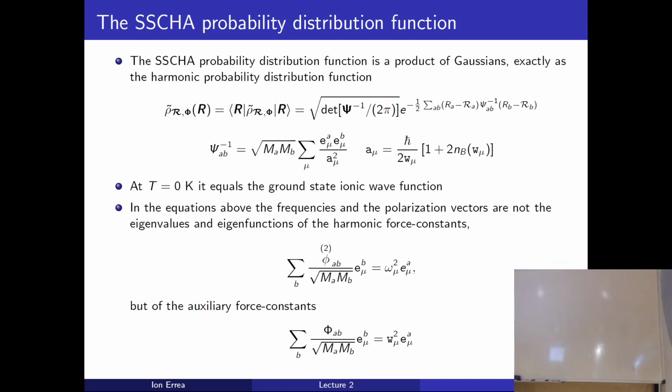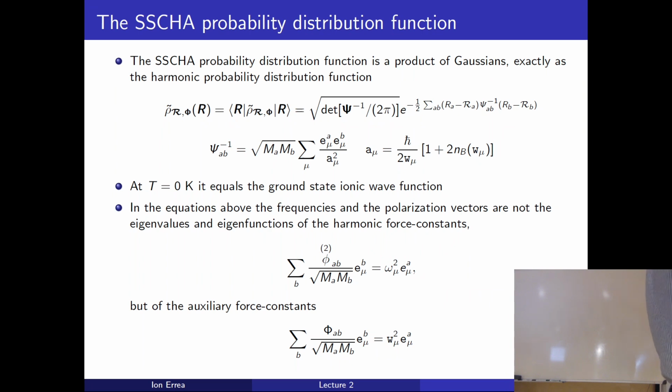So I think it's good to look at our probability distribution function, defined by our trial density matrix, which is this. This is a product of Gaussians. And here we have this matrix, which we're going to call psi minus one, defined by the masses, the polarization vectors, and these A, which we call normal lengths, determined by the temperature, basically the Bose-Einstein occupation factor, and the phonon frequencies. At T equals zero, this probability distribution function is the square of the ionic wave function, the probability distribution defined by the wave function. It's also a Gaussian, right? The solution of the harmonic ground state is a Gaussian. At any other temperature it is just a Gaussian. What changes is this term, through the Bose-Einstein occupation factor.